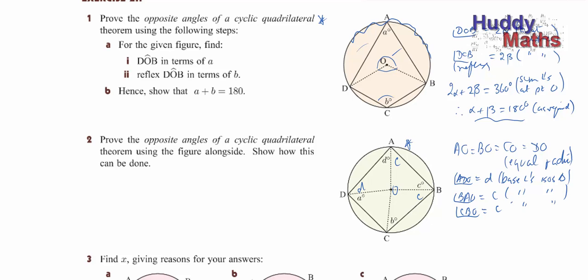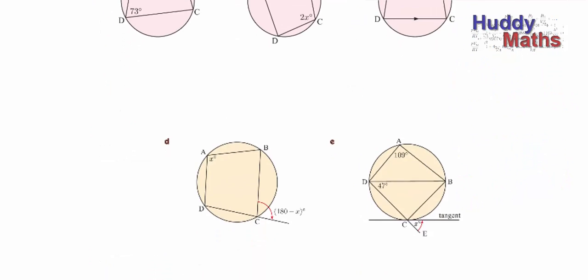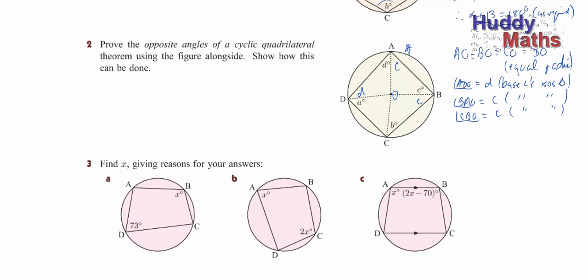Again, base angles. Okay, and then here, angle DCO, so that's this one in here, will be A. Oops, I made a mistake here, CBO is B. So in here, this is B, isn't it? And DCO is A. Again, base angles, isosceles triangle. All four of them are isosceles triangles.